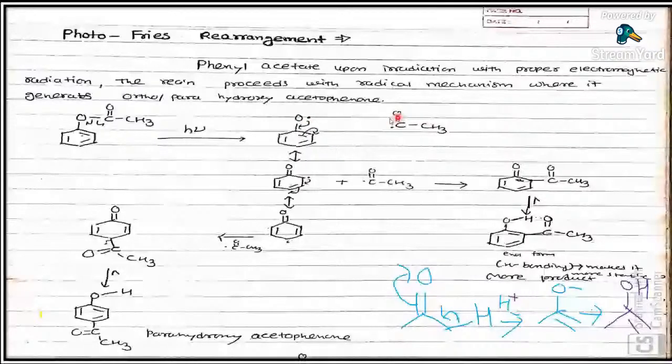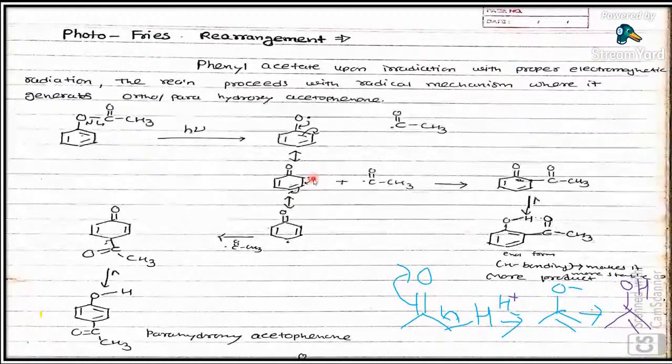Now this phenoxide radical will have a tendency to form a bond with this carbon. So this oxygen will have a tendency to form the bond with this carbon. At that time, this bond which has the two radicals, one of the radicals will form the bond with this radical, and the other radical will open at the ortho position. So I have written this structure where that radical has formed the bond with the carbon, and this radical has opened on the ortho position.